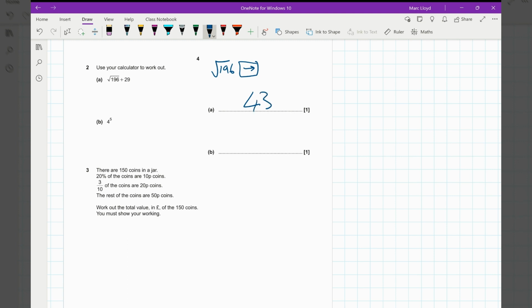Now for this next one, we're looking for a button. We're going to hit 4. So you hit the 4 key. And then you're going to have a button that's got an X, top right, like that. And then you'll put the 5 in. So that will make 4 to the power of 5 on your calculator. And that makes 1024. So that's question 2 done.